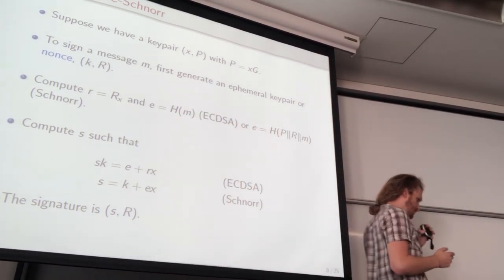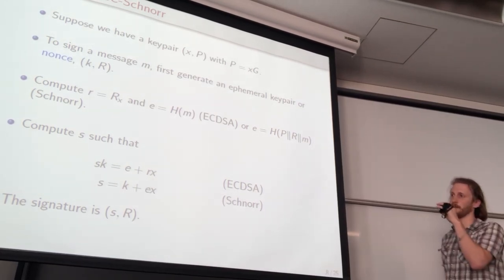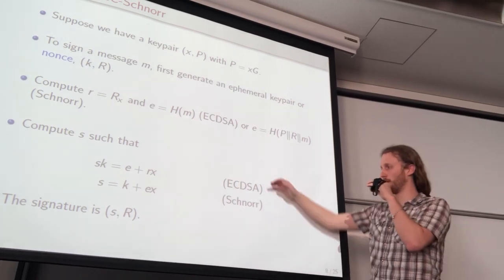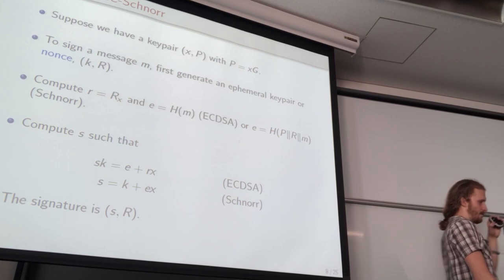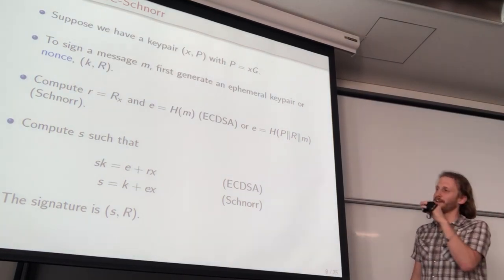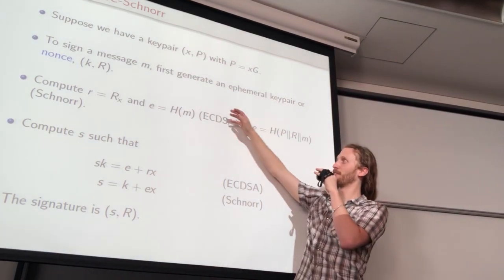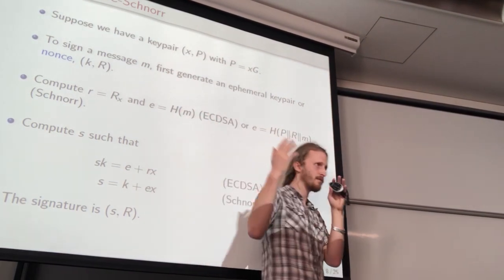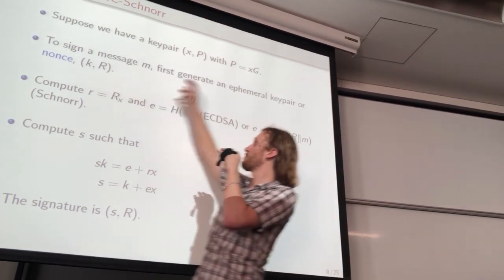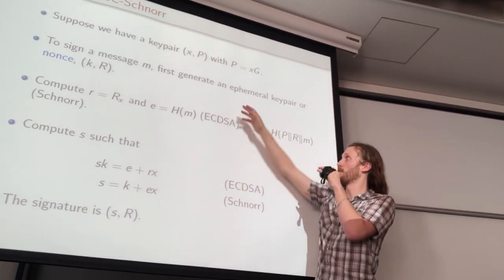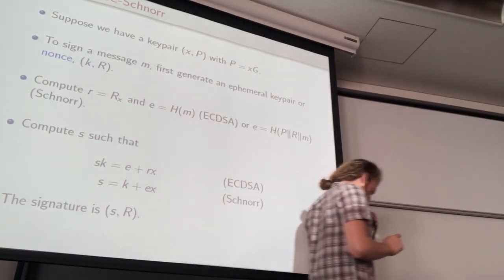The two signature schemes I'm going to talk about are ECDSA, which is used in Bitcoin and Ethereum, and also Schnorr, which hopefully will be used in Bitcoin within our lifetimes. The way they both work is that as a first step, you take some message M that you want to sign, probably some Bitcoin transaction. You generate this nonce. The nonce is actually a key pair, an ephemeral key pair, just a uniformly random thing.